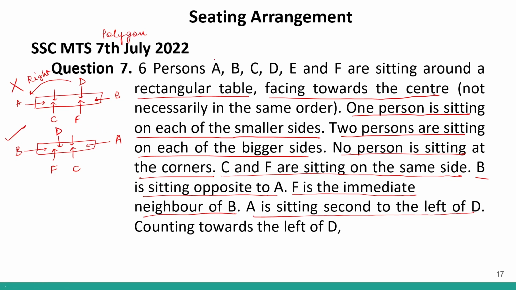Now we have placed A, we have placed B, we have placed C, D and F. So the only remaining person is E. We can place E over here. So this will be my final arrangement. Okay, this will be my final arrangement.